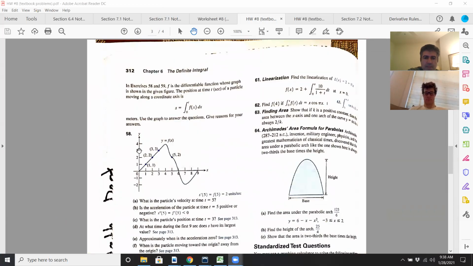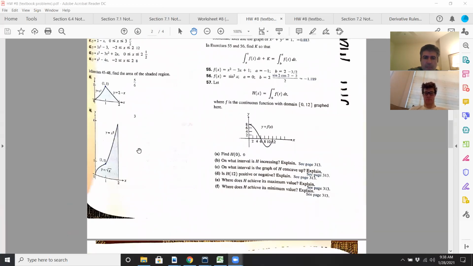So that's that one. Now 57, this is a problem I love. The College Board loves it too. The first one's pretty easy. Just plug in 0, you get 0. Done, right? Remember, was h increasing? Well, you want h prime of x to be positive. What's h prime of x? It's going to be f of x.